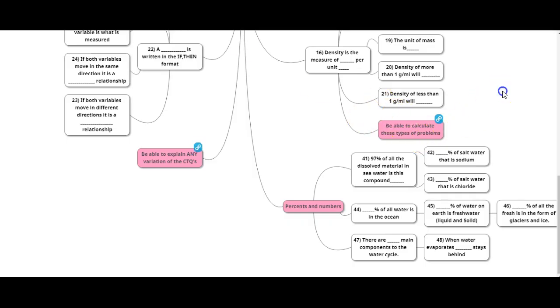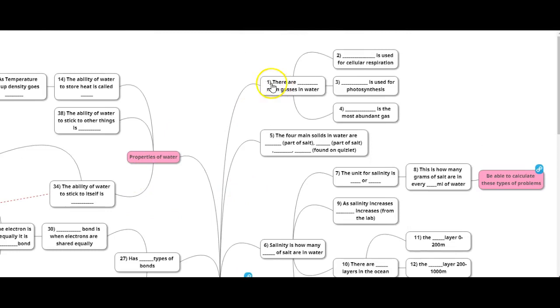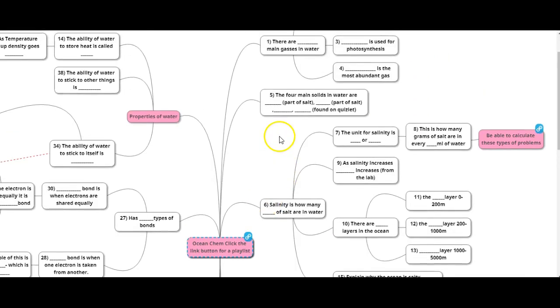Over here, just density calculations. You guys did that. Over here is salinity calculations. Alright, so just going through really quickly, there are three main gases in water. Cellular respiration, not breathing, that one's oxygen. Carbon dioxide for photosynthesis, nitrogen, the most abundant gas.